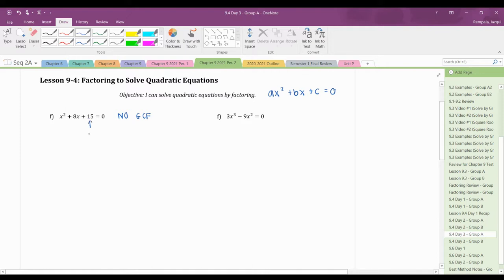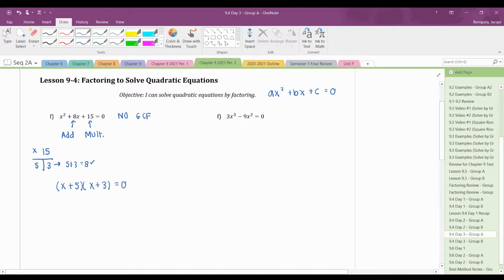So remember, I'm asking myself, what is going to multiply to the last number but add to the number in the middle? So if I'm thinking about numbers that multiply to 15, one of the pairs would be 5 and 3. If I add those together, I'm going to get the 8 that I'm looking for in the middle. So when I'm writing out my factors, I'm going to have an x plus 5 for one of my parentheses and an x plus 3 for the other.